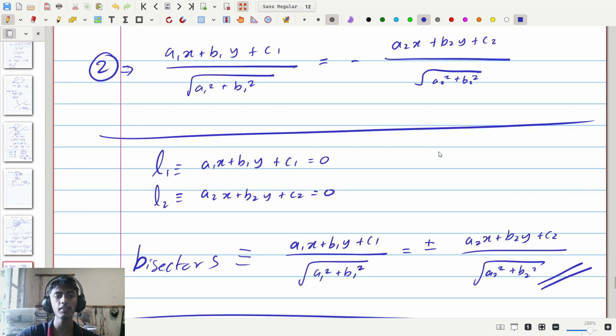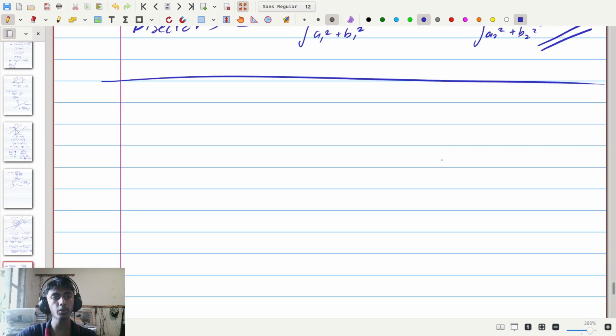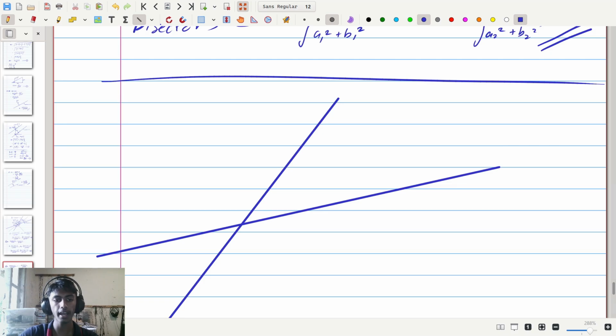Let's suppose that L1 has a gradient m1. Therefore, m1 must be negative a1 divided by b1, and m2 must be negative a2 divided by b2. Considering either of these gradients, it doesn't matter which, you can choose either one. Choosing either one, if we have an acute angle bisector, then we have something like this. Let's suppose we have the two lines like this and an acute angle bisector like this.